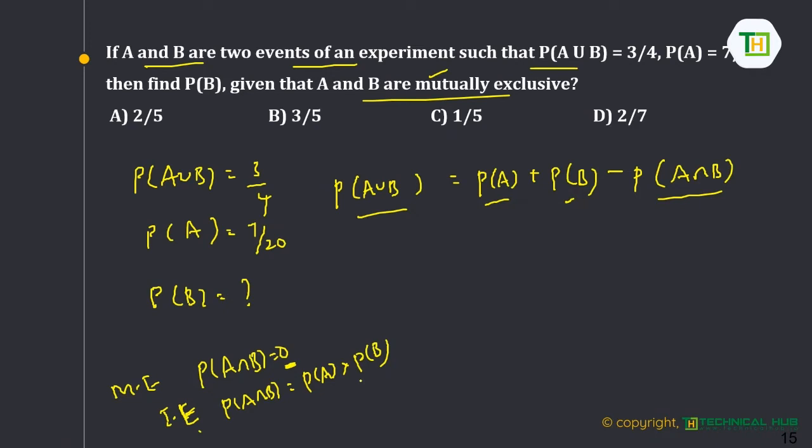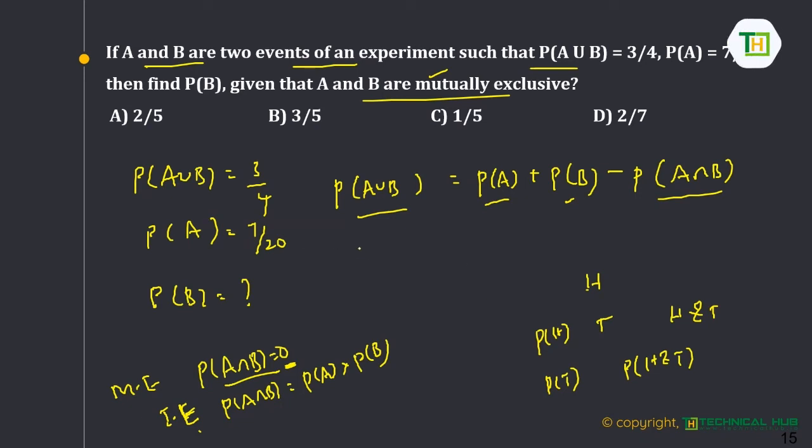What do you mean by mutually exclusive? Suppose when I toss a coin, the events of getting head or tail are mutually exclusive. When I'm tossing a coin, the outcome is either head or tail, but both is not possible. So head and tail together is not possible. This case is mutually exclusive. Either probability of head is possible or probability of tail is possible, but probability of head and tail is not possible. Whenever that is not possible, P of A intersection B is equal to 0.